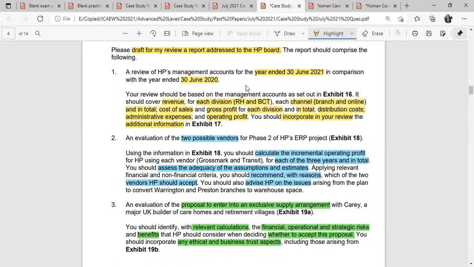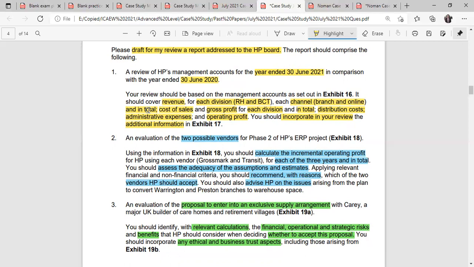Sometimes it could be with your forecast, with your budget, or any other thing. But the examiner is going to tell you what you have to do. Your review should be based on the management accounts as set out in Exhibit 16. It should cover revenue for each division, RH and BCT, each channel, branch and online, and in total.